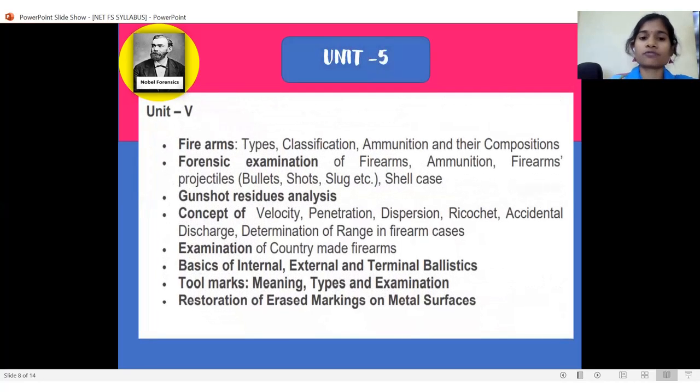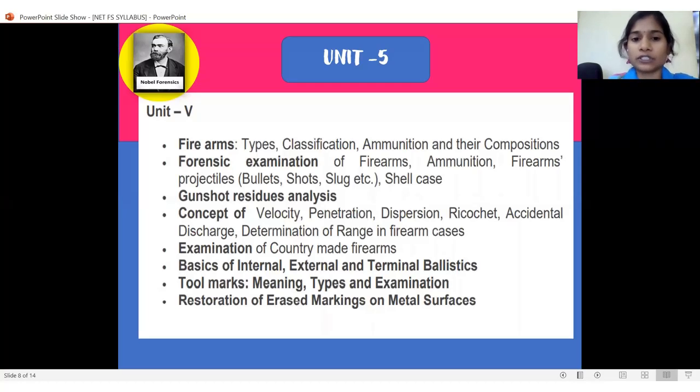And coming to unit 5, it is about ballistics, tool marks, and restoration of erased markings. Firearms ballistics is about firearms, analysis of firearms, and also the investigation of problems arising from the use of firearms. There are different types of firearms, classified in different ways. Then ammunition, examination and analysis of ammunition.